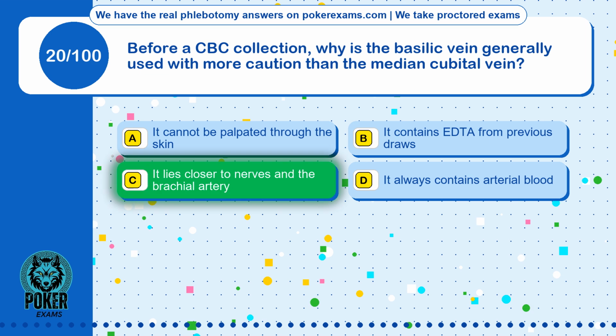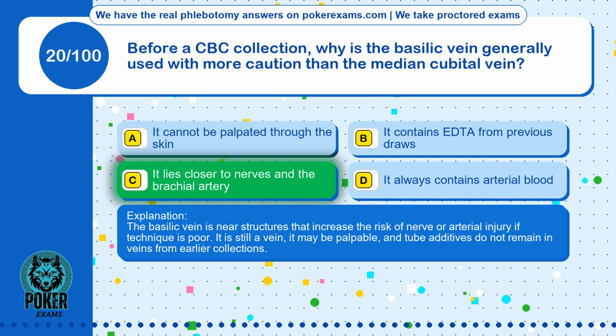The correct answer is option C. It lies closer to nerves and the brachial artery. The basilic vein is near structures that increase the risk of nerve or arterial injury if technique is poor. It is still a vein, it may be palpable, and tube additives do not remain in veins from earlier collections.